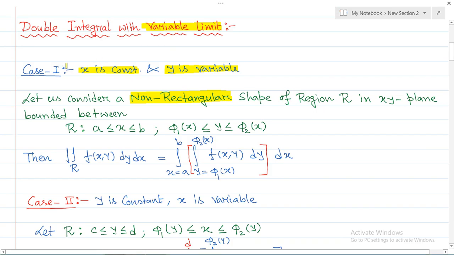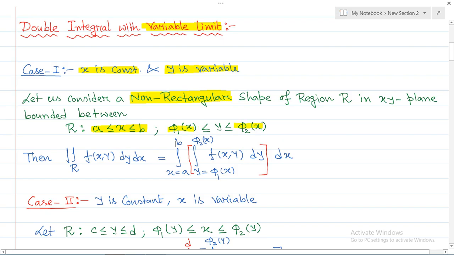Here we are discussing the first case, where for the non-rectangular region we fix the limit of x as constant while y will be the variable limit. Suppose the limit of x is constant, say a less than or equal to x less than or equal to b, where a and b are constant values, and y depends on a function of x. So the limit of y is a variable limit, phi1 x to phi2 x.